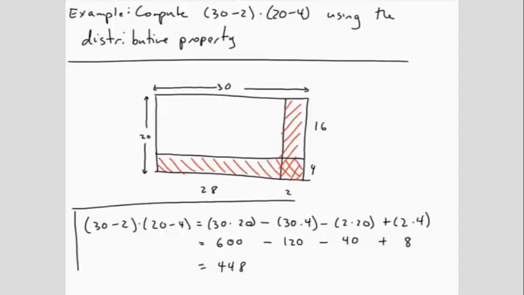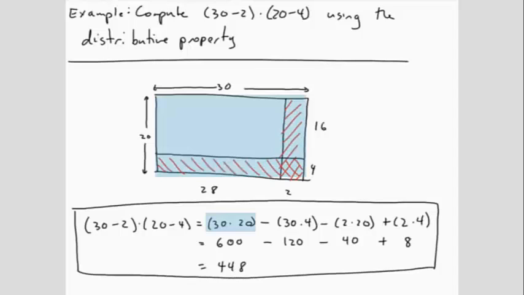It's worth taking a moment to match up the products with the appropriate pieces on the picture. 30 times 20 is the entire rectangle. 30 times 4 is the combined bottom rectangle. 2 times 20 is the combined right rectangles. 2 times 4 is a small bottom right rectangle which has been subtracted off twice, which is why we have to add it back in. And the final answer is 28 times 16, and that's the unshaded portion in the top left.